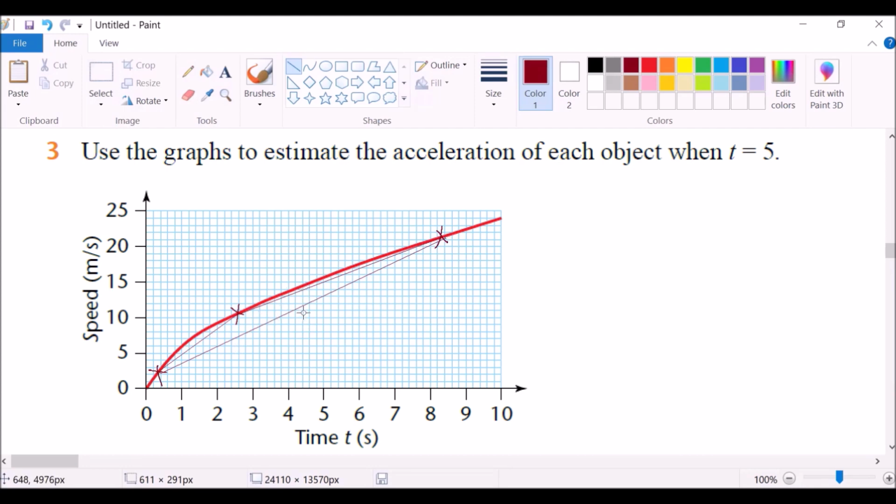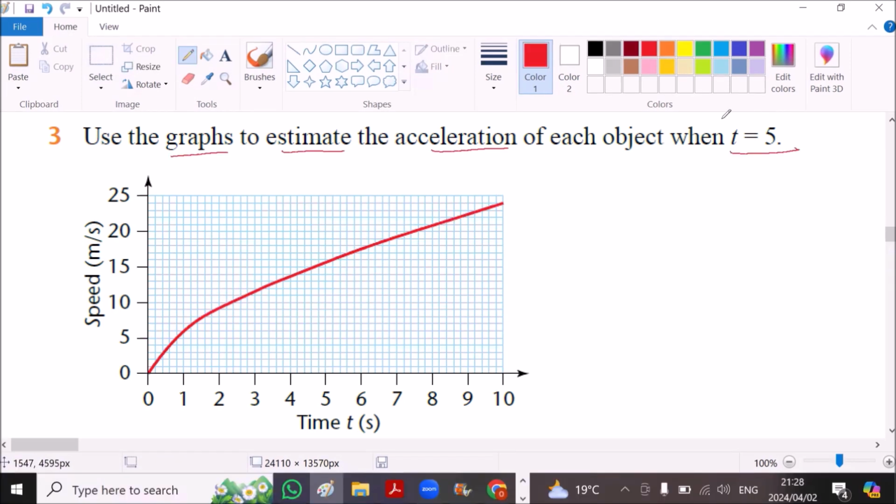So there is a special method we use to calculate gradient at a particular point on a curve. If we want the gradient at this point, we construct a tangent at that point. If we want a gradient at this point, we should have the tangent at that point. So the key point is t is equal to 5.